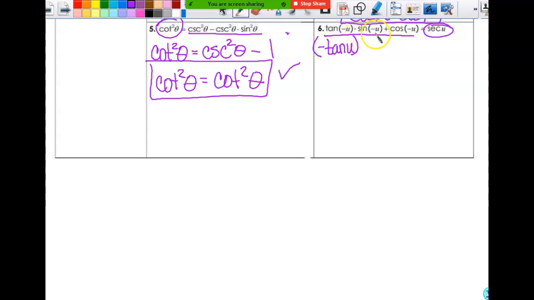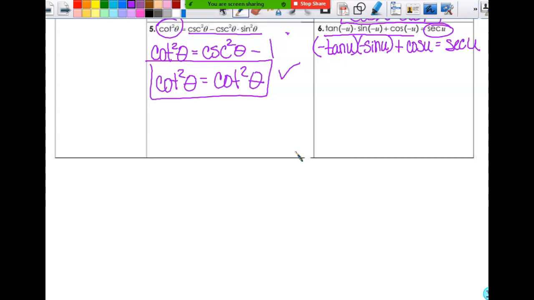Then sine of negative u. So sine of negative theta is negative sine u. Plus cosine of negative u. All right, well, cosine of negative theta is cosine theta, so this is just cosine u, and all that equals secant u. Okay? Everybody okay with where everything came from?